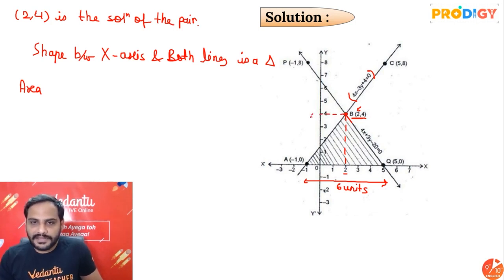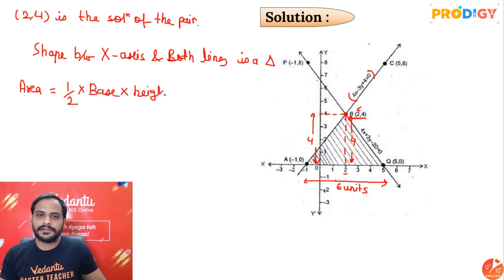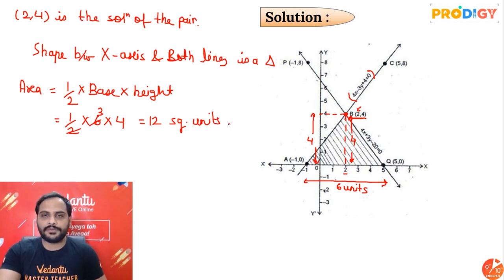So I can say this distance from 0 to 4 is 4 units, and in the same way the other perpendicular distance is also going to be 4 units. Alright, so I can say area will be equal to half into base into height. So area will be half into base 6 units into height 4 units. So it will be 3 4s are 12 square units. The area bounded between them will be 12 square units.